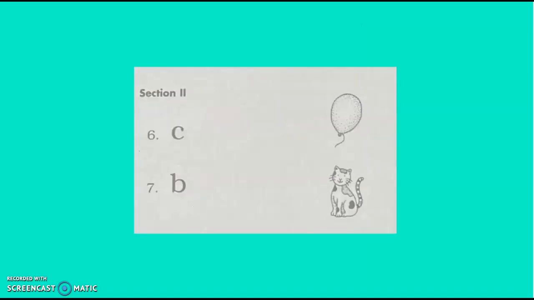Look at Section 2. Look at the letter by number 6. Draw a line from the letter to its key word picture. Then do the same with 7. Balloon, cat. If you need more time on Section 2, pause the video now.